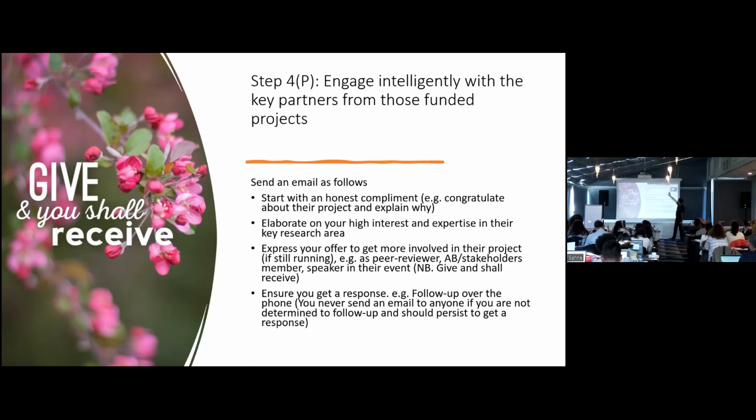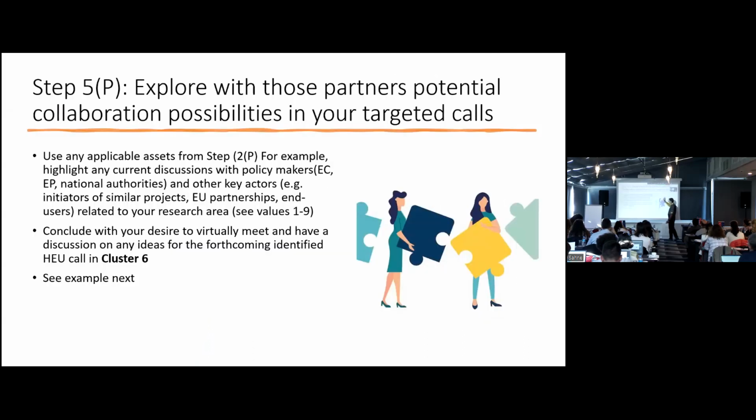So that's it. You have engaged intelligently, you offer something. Did you ask here to get involved in a proposal? No, not yet. You have to work strategically on that. You offer your expertise. Then, step 5: explore with those partners potential collaboration possibilities.